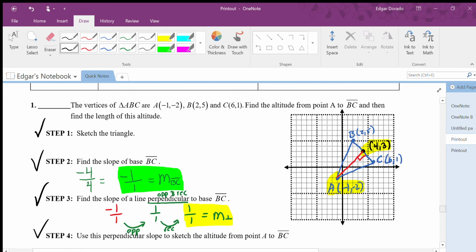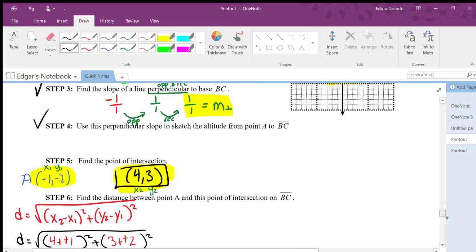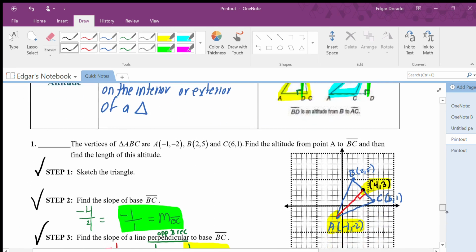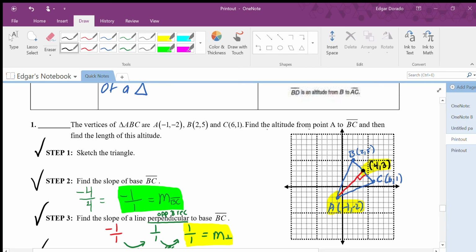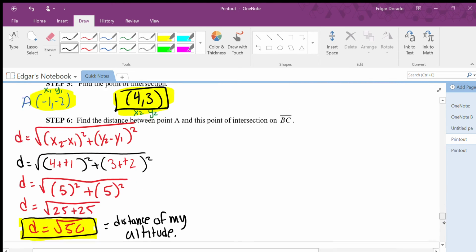Now notice that we can actually make different altitudes. We can make one coming from B and one coming from C. Very similar to how we did medians. Alright, so you can have 3 different ones. But in this case, they wanted us to do an altitude from point A, as they explained right here. Okay? Alright, those were our 6 steps, guys.